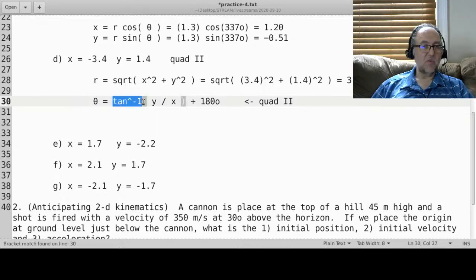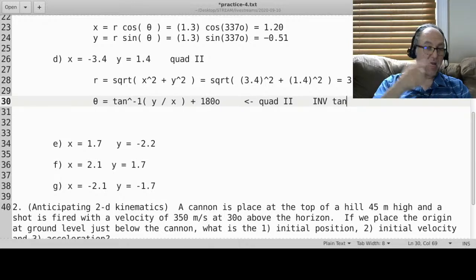You have to know how to do inverse tangent on your calculator. Be careful that it's not take the tangent and then the reciprocal of it. On some calculators, you have to press a button called inverse and then tangent. It's actually a function all of its own. It undoes whatever the tangent function does. So it's the opposite of the tangent function.